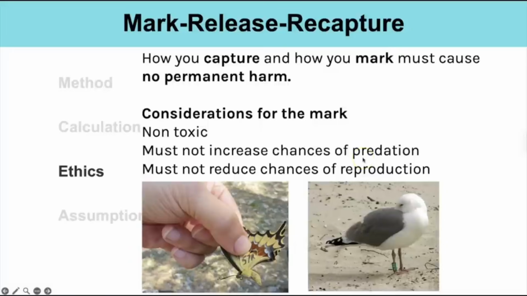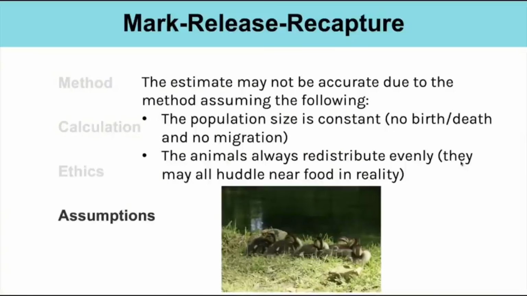Now, a non-ethical consideration of the mark is it needs to be weather resistant, because you don't want it to wash off when it rains, because then they're not going to be marked anymore. There's also assumptions linked to this. The estimate might not be accurate because the population size isn't actually constant, and we are assuming it is. For a population to be constant, that means you have no births, no deaths, no migration. And that doesn't happen in any population. So we're assuming the population size is constant. In reality, it's not. So that's one reason why our estimate will be inaccurate.